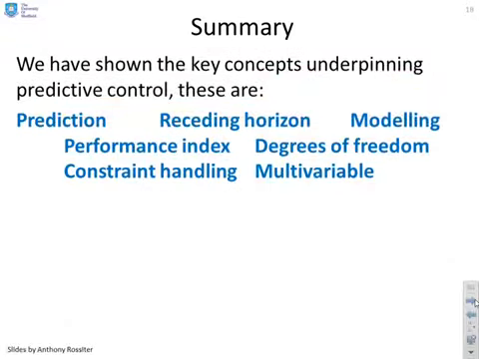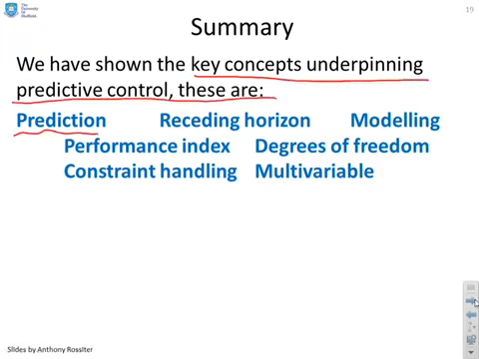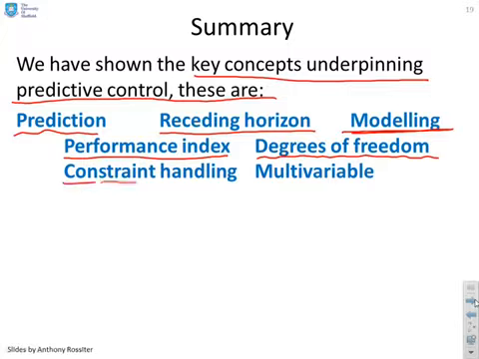So a summary. We've shown that the key concepts underpinning predictive control are prediction, and we've talked about how and why you might need to predict. We've looked at the receding horizon. We've looked at requirements for modelling, requirements for the performance index, issues linked to the degrees of freedom, which perhaps are a bit more subtle, constraint handling, and the fact that it's multivariable.